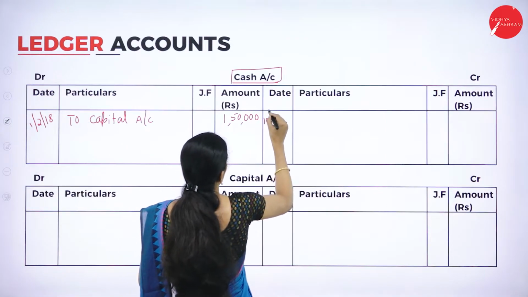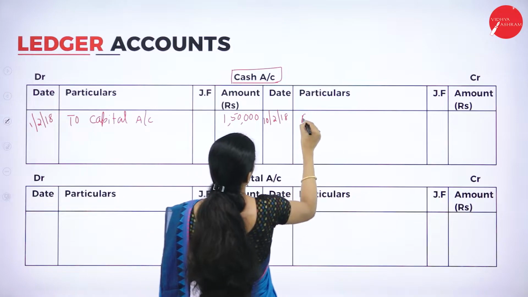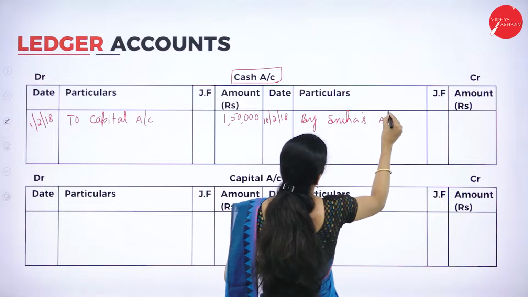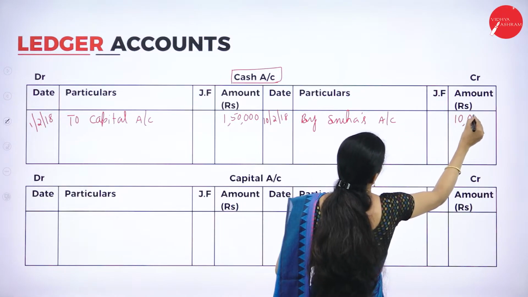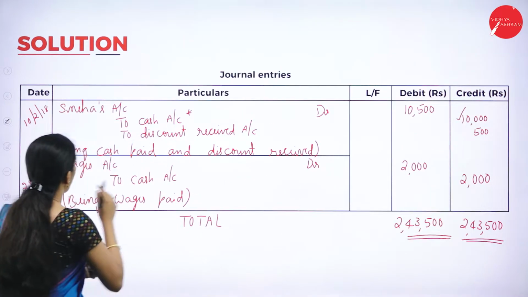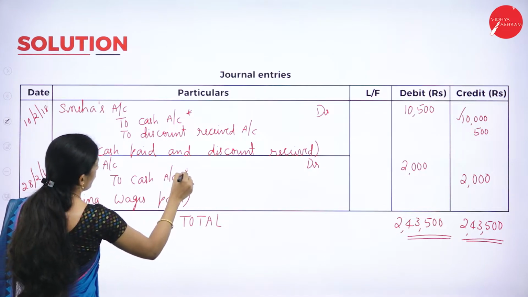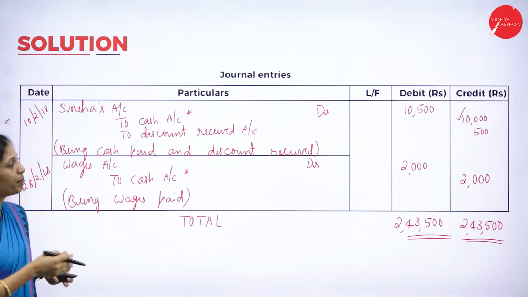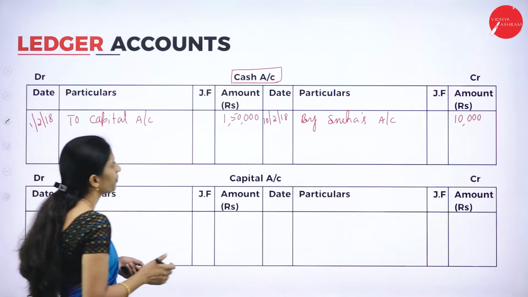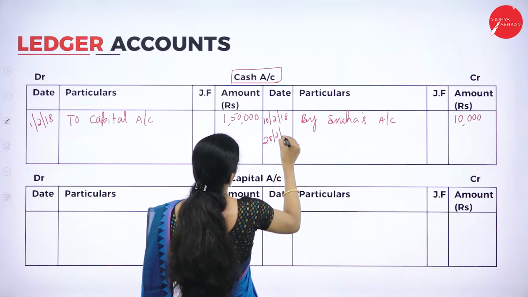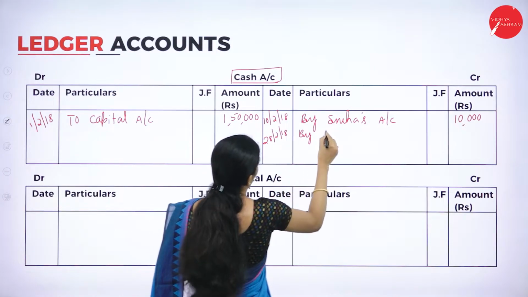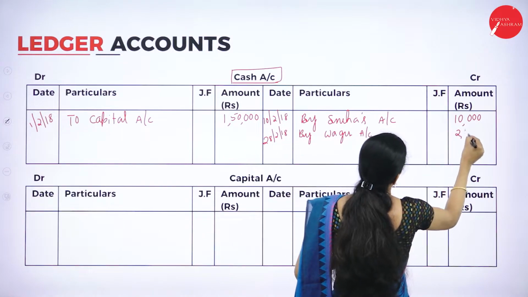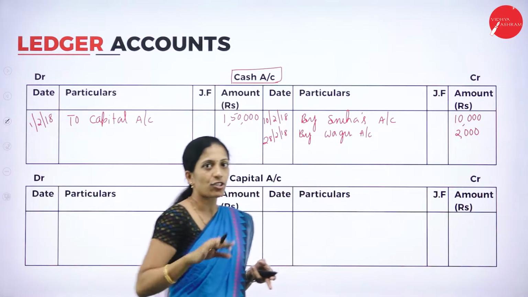Coming to the next one, after that here there is cash account. So how do we write? By wages account. 28/2/2018 by wages account 2,000. Only this much, the cash transactions are there.